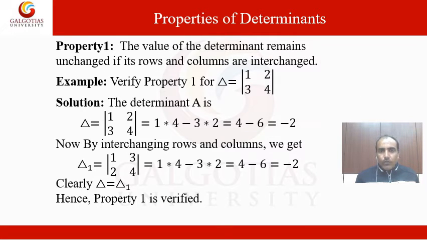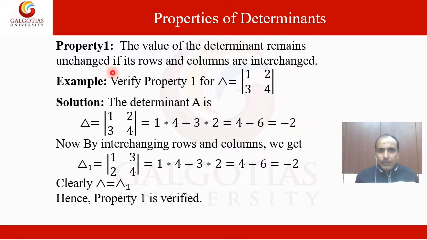Now we will discuss the properties of determinants. With the help of these properties we find an easier way to get the value of a determinant. Property 1: the value of determinant remains unchanged if its rows and columns are interchanged. That means if we interchange row and column of a determinant, there is no change in the value of determinant.